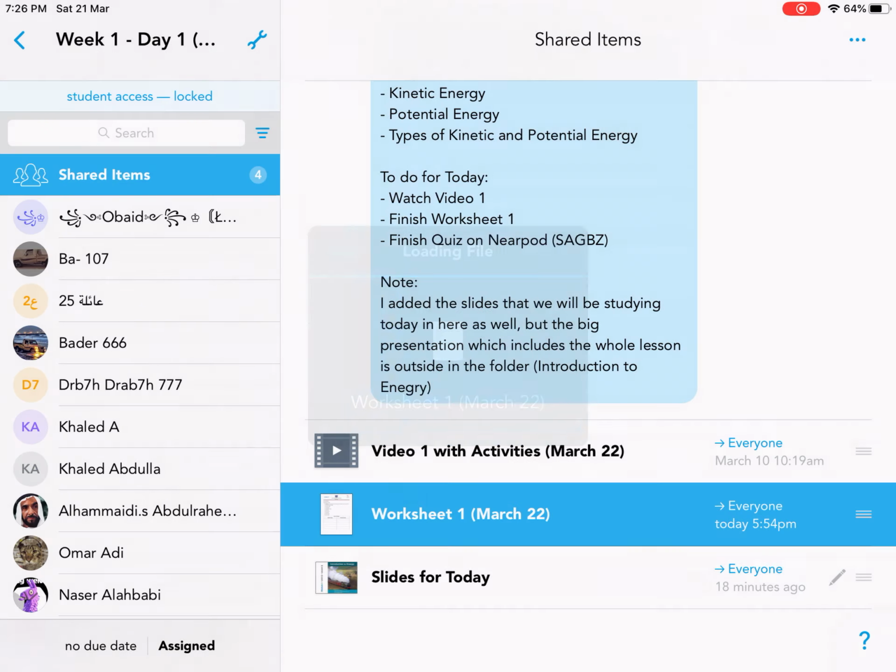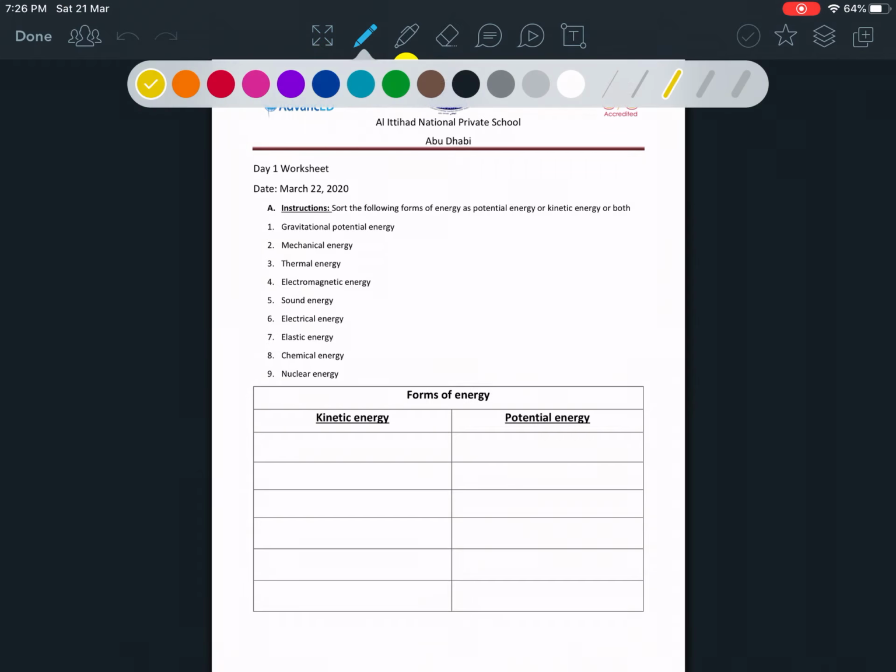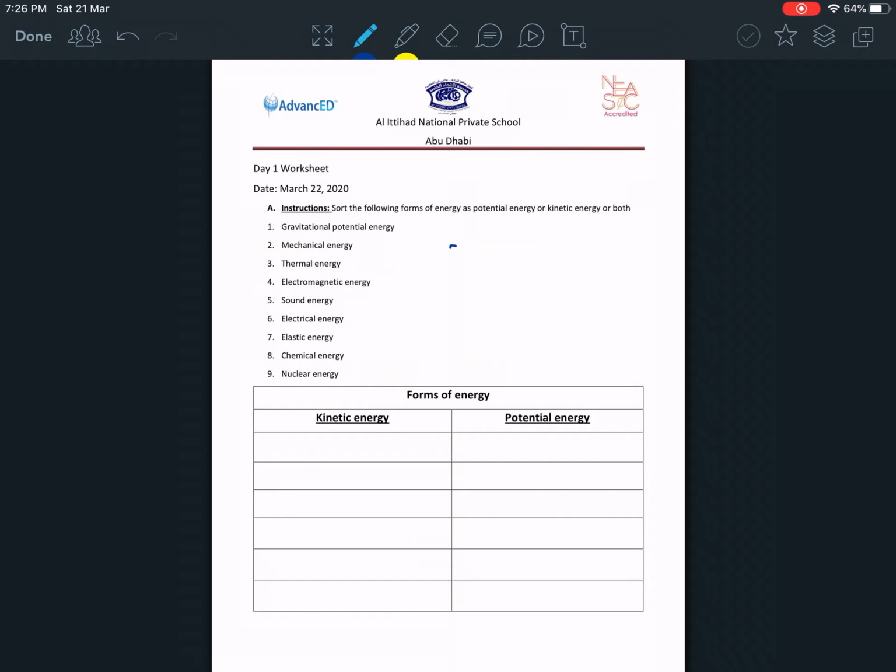Okay, it loads. When it opens, all you have to do is, you see up there, there's a pen. You press on the pen and you can change any color. Let's say you want to use blue to do it. Use blue. You can use whatever color you want. I mean, I don't mind. Okay, this is the eraser for you to erase.